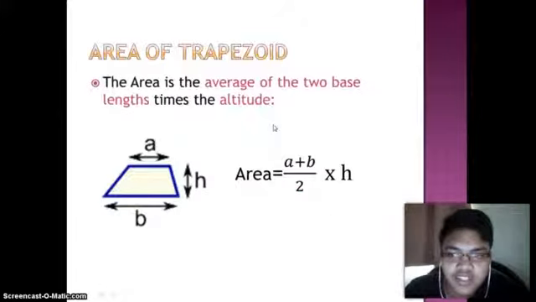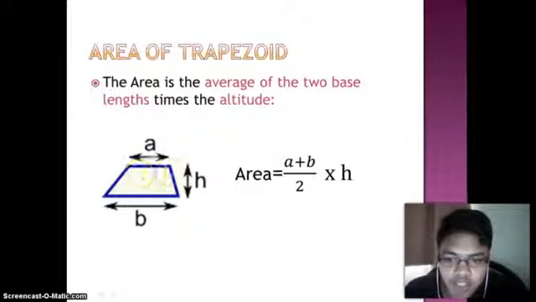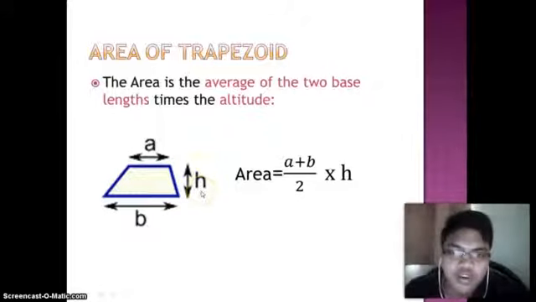Alright, next we go to area of a trapezoid. The area is the average of the two base lengths times the altitude. This is the shape of the trapezoid. A is the base, B is the other base, and H is the height of the trapezoid. We just put it into the formula: area equals A plus B divided by 2 times the height of the trapezoid. So we get the area of the trapezoid.